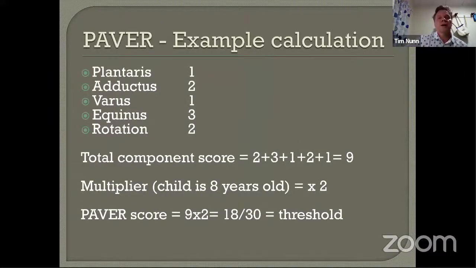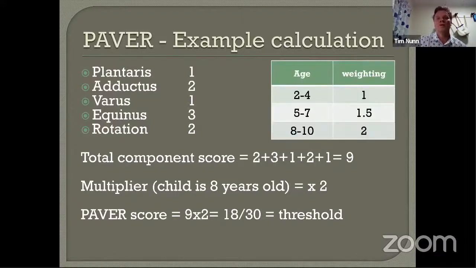So these measured angles are converted into points for plantaris, adductus, varus, equinus, and rotation, and then added up. The sum of those component points is multiplied by an age-related factor. You can see the age multiplier is displayed on the screen there. This child is 8 years old, so the multiplier is 2. And the PAVER score, therefore, is 18 out of 30.